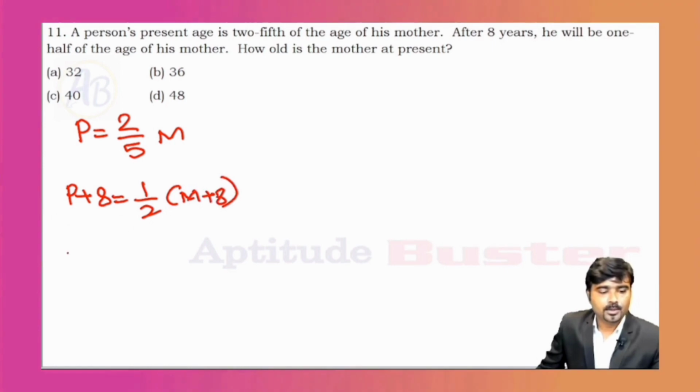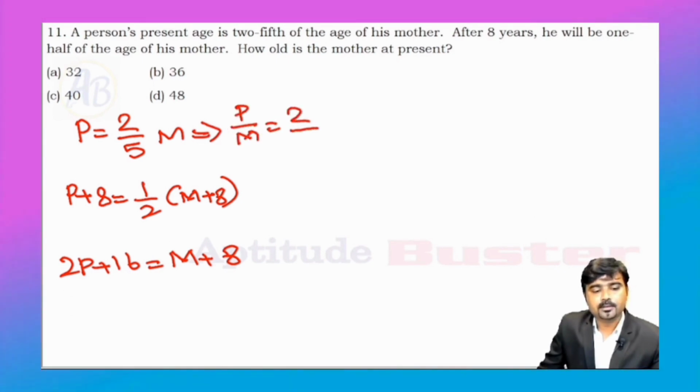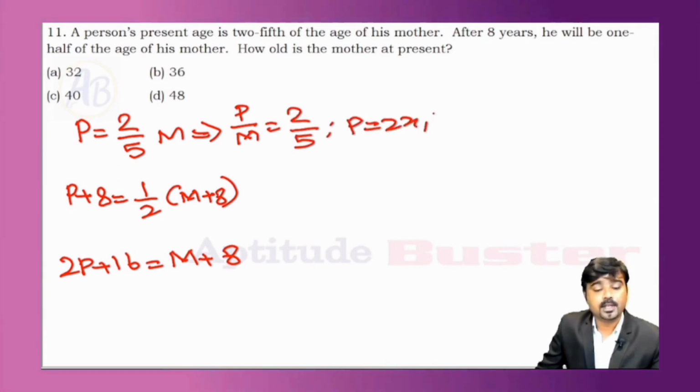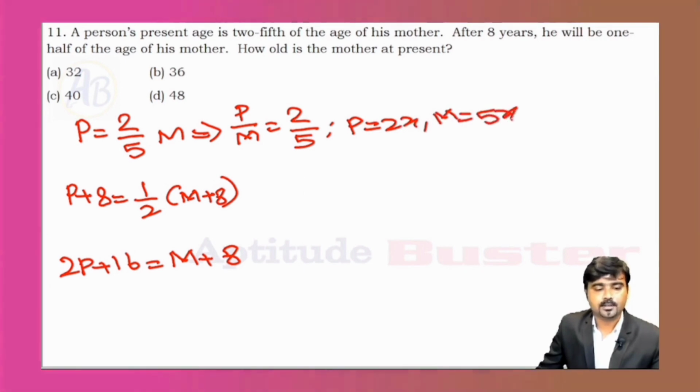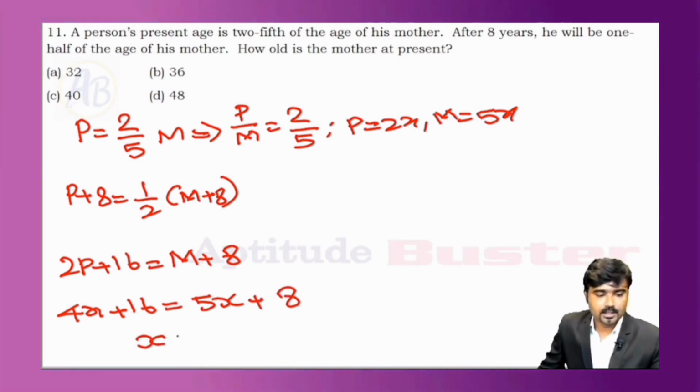Okay, 2 into P plus 16 is equal to M plus 8, right? So 2P plus 16 is equal to M plus 8. In this one you can derive one thing. P by M is equal to 2/5, right? P equal to 2x, M equal to 5x. So substitute here. 4x plus 16 is equal to 5x plus 8. Okay, what is x? x equal to 8.